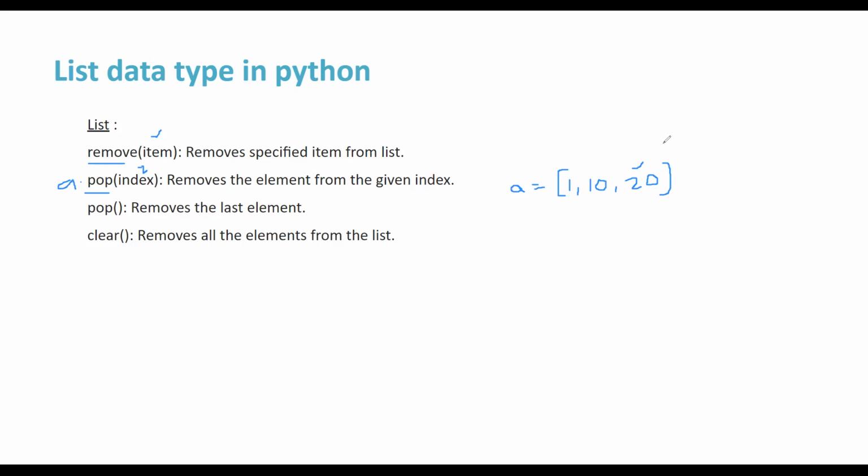So when I say a.pop of index 2, this value will be removed from the given index. If you are not mentioning any index in the pop function, this will remove the last element. Since I was talking about the last one, that's the reason I mentioned 2. And if you want to remove all the elements within the list, just say a.clear, which will remove all the elements from the list.